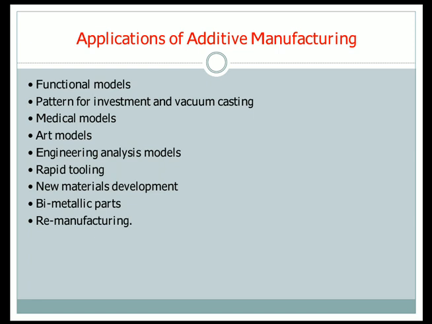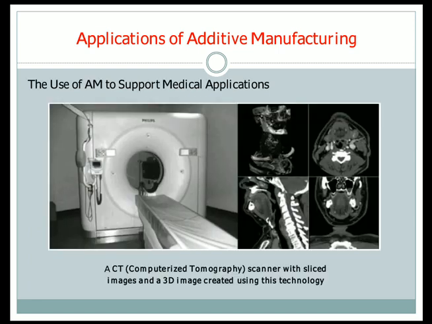So these are all the various applications of additive manufacturing. Here they have shown one application in the medical field. This figure shows a CT scan, that is a computerized tomography scanner, which is usually used for scanning the skull and brain related components. In the right side figure they are showing the skull and bone, manufactured using additive manufacturing. You can see in the right side figure the sliced skull. The skull is a completely three-dimensional model, manufactured using additive manufacturing.